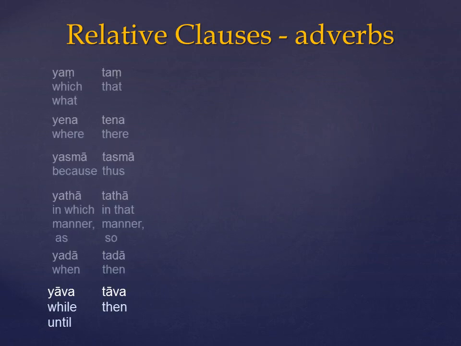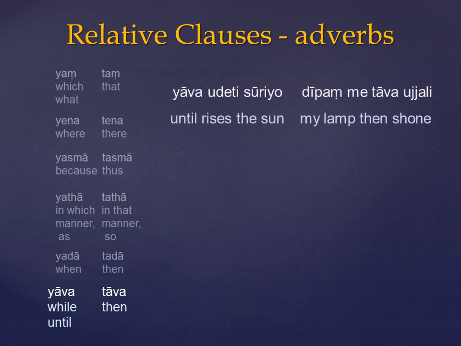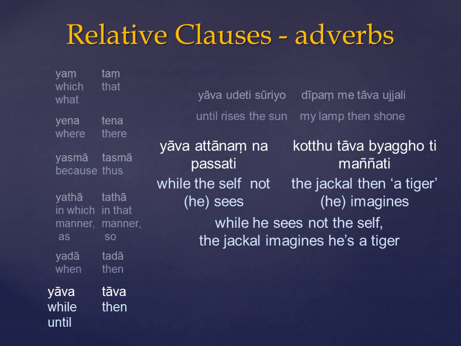Finally, we come to yava and tava, which can be rendered while or until, and then. Until rises the sun, my lamp then shone. While the self not he sees, the jackal then a tiger he imagines. Or, if we rearrange this, while he sees not the self, the jackal imagines he's a tiger.